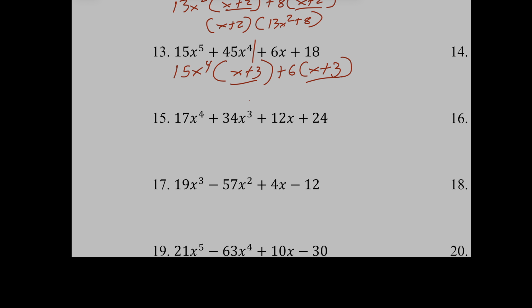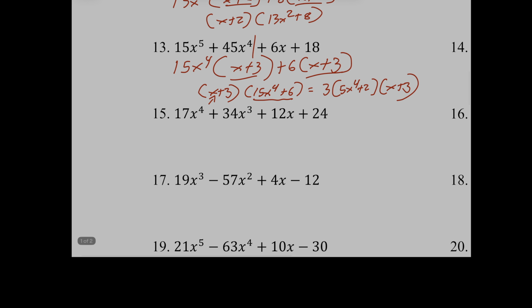Sometimes that happens. Okay, now right here, I'm going to pull out the x plus 3. And what am I going to be left over with? A 15x to the 4th plus 6. But now look at this. Do you see something the same? I can pull a 3 out of there, can't I? So if I pull a 3, I'm left with a 5x to the 4th plus 2. But don't forget that he's still there. So I still need to keep that x plus 3. And that, my friends, is my final answer.